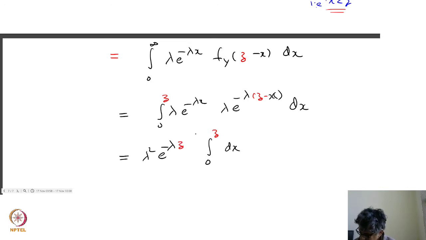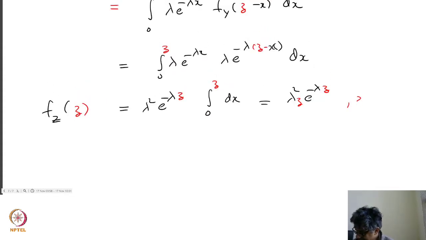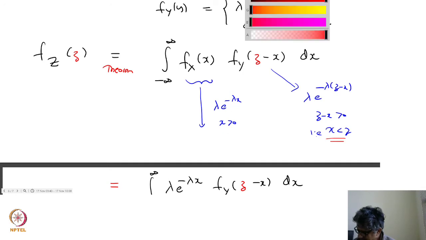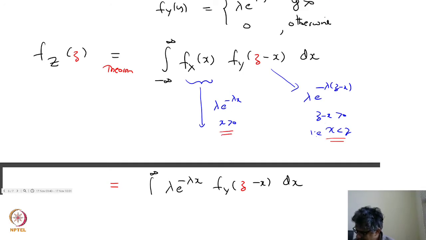So f sub z at the point little z is equal to lambda squared z e to the minus lambda z. This is true only if z is non-negative, and it's 0 otherwise. It's easy to check that f sub z is 0 otherwise, because here I need x positive, and I need x less than z. But x positive and x less than z means z has to be positive for this whole calculation.